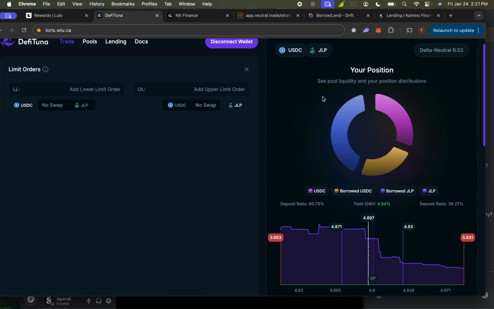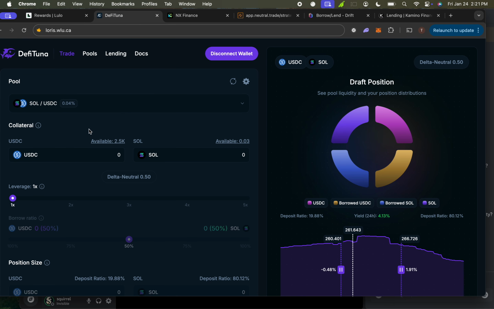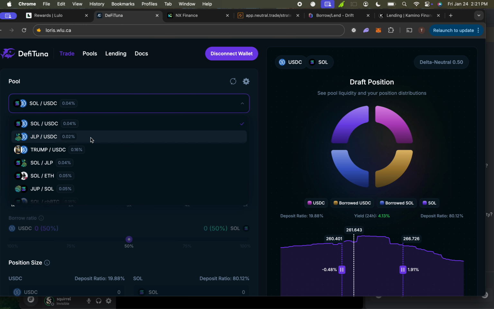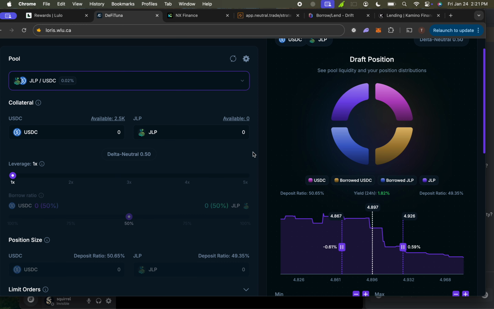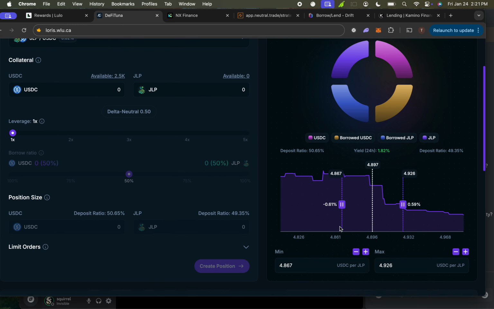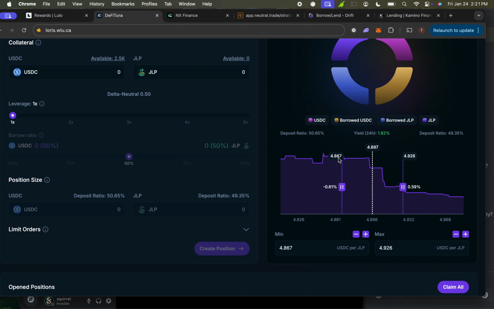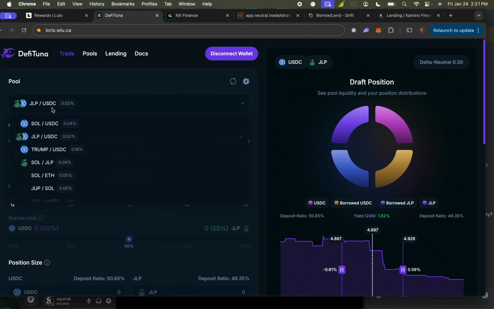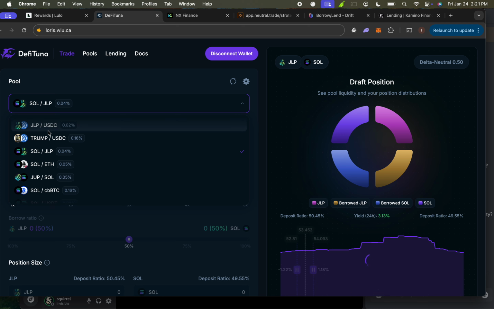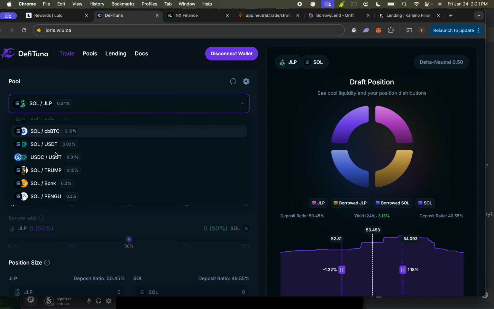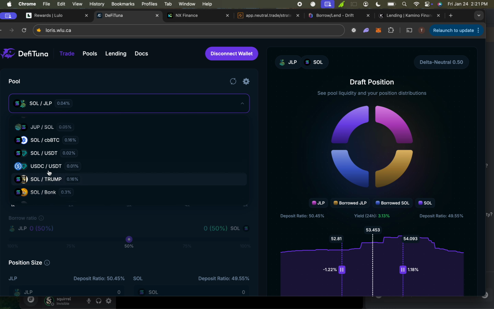I'll use a different site to go over how these things work. So let's go to a pool here, we'll make our own, another JLP pool. And I want you guys to look at these little ranges here. So we've got 4.867. We'll do an asset that you guys actually know, just to make it easier. Let's do, is there a USDF one? No. Okay.